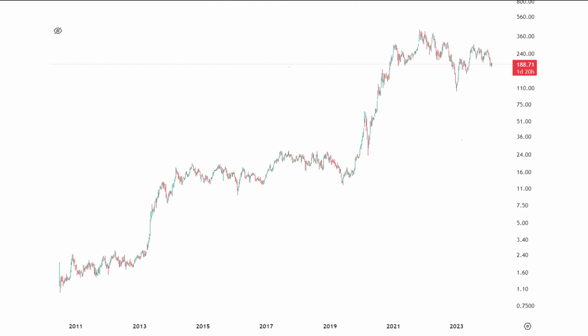Now, what I meant by every stock has its own personality, this is Tesla. This is an all-time chart of Tesla. It spends most of its time trying to roll over, but never did. Roll over, but never did. Roll over, but never did.